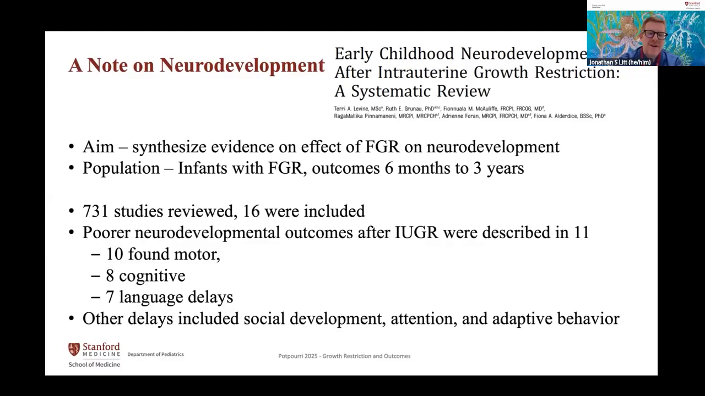They reviewed 700 studies and included 16, and they found that poor neurodevelopmental outcomes were related to growth restriction in 11 of those studies. In 10 of the studies, they found poor motor scores. In 8, there were cognitive delays, and in 7 of the studies, they reported language delays. Other delays included those in social development, in attention, and in adaptive behavior.